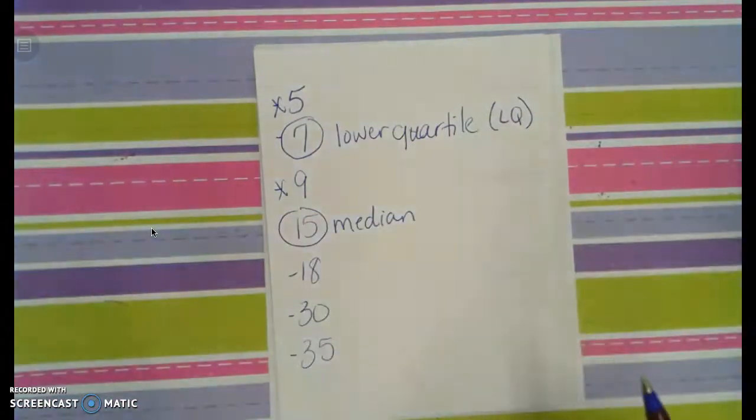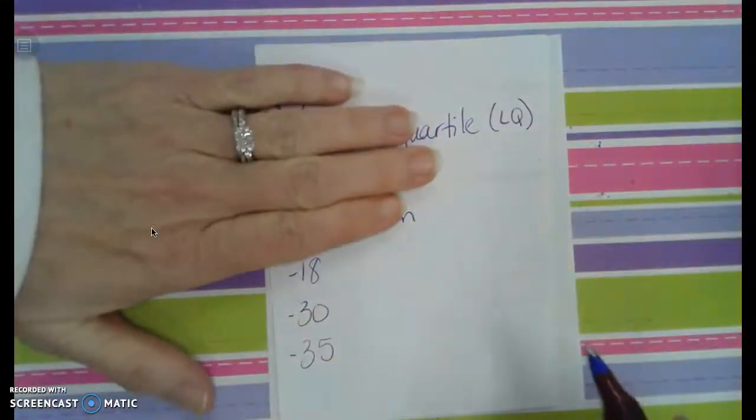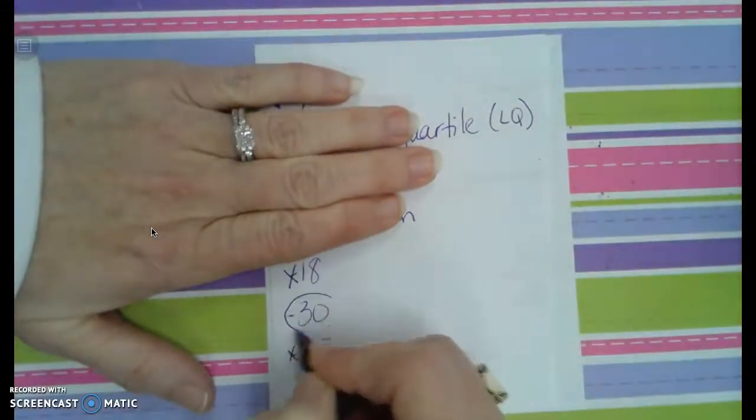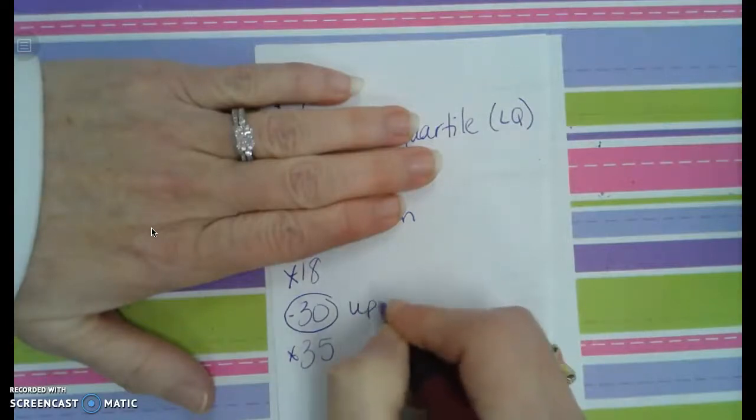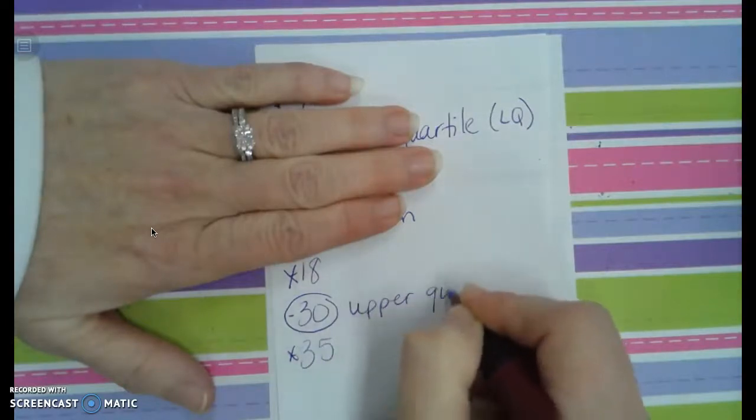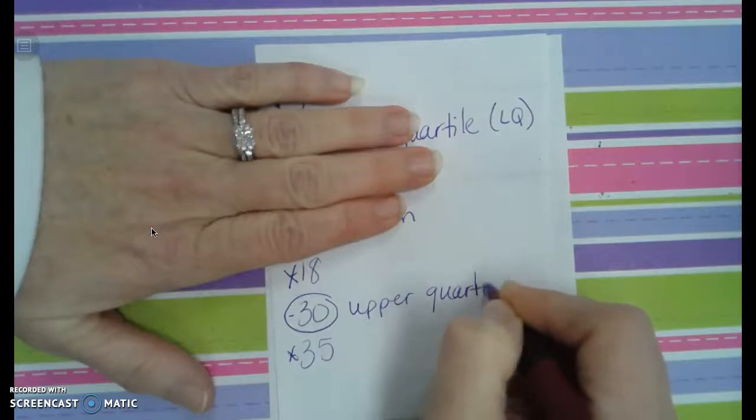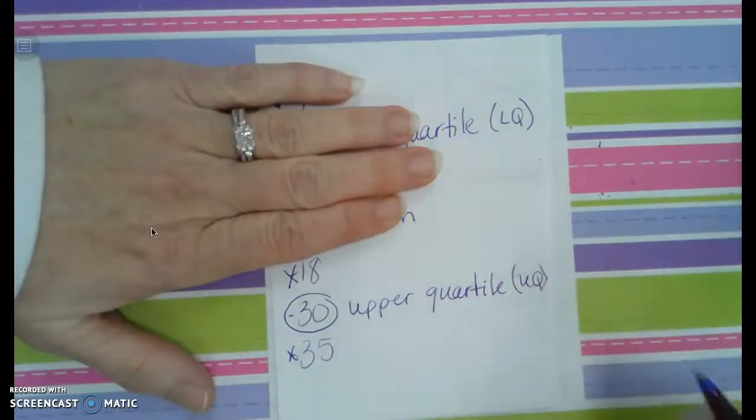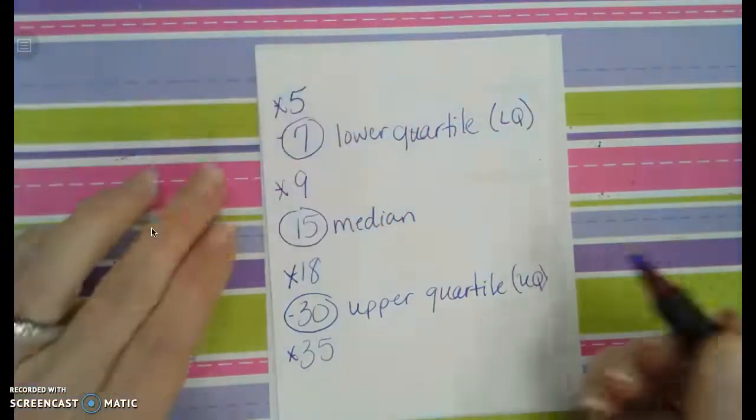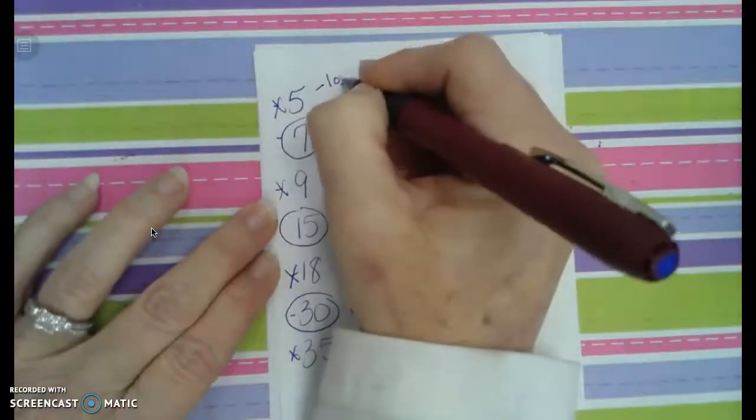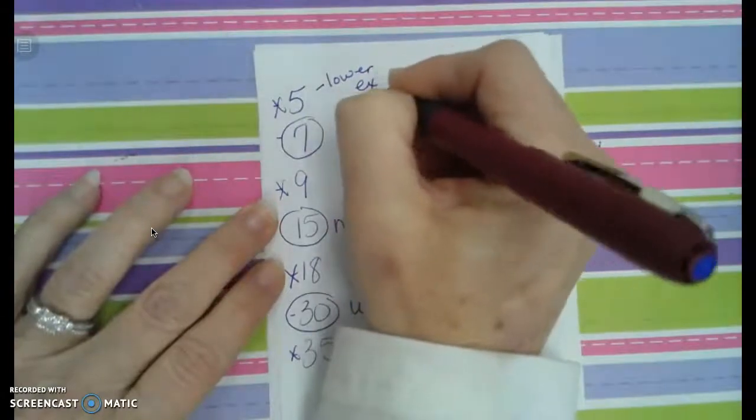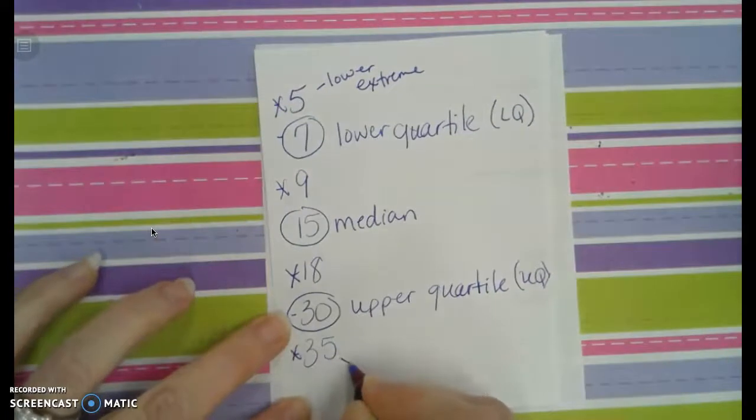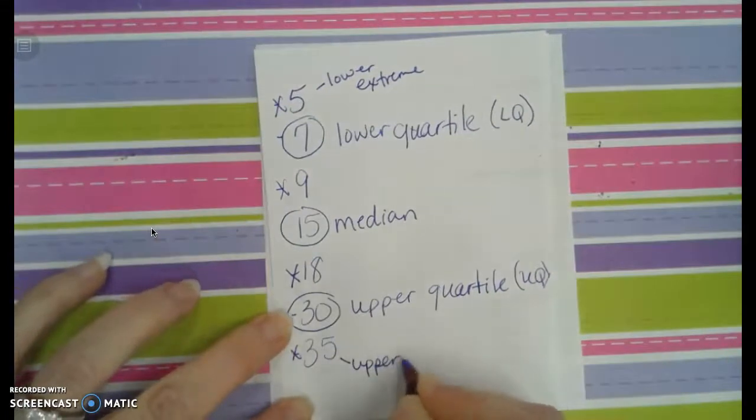Now, we're going to cover up the median again, and we're going to do the same thing. We're going to find top, bottom, and we're going to find the median of the bigger numbers, and that is called the upper quartile, which is UQ. Upper quartile, okay? And again, this is the lower extreme because it's the smallest number. And this is the upper extreme because it is the biggest number.